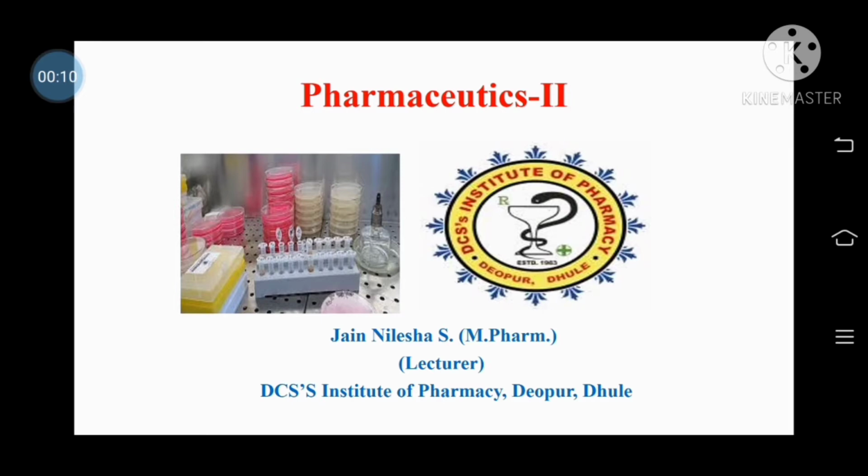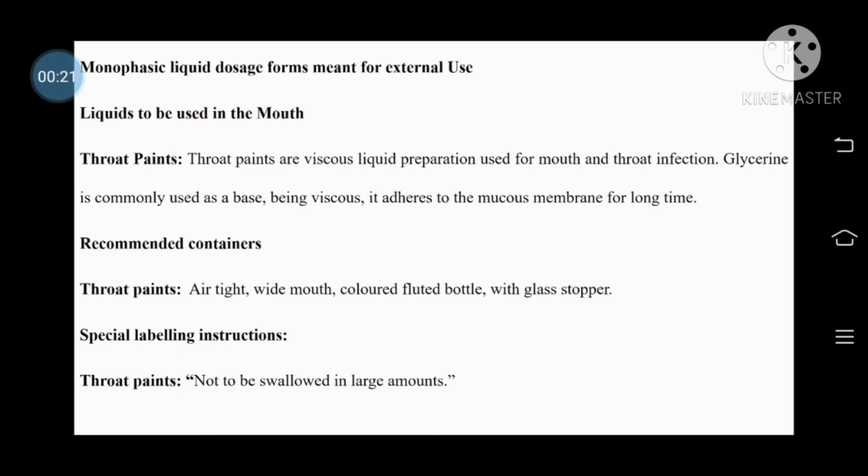Today we are going to conduct the practical of the subject Pharmaceutics II of the Diploma in Pharmacy second year course. Before going to conduct that experiment, we will cover the introduction of this experiment. In the introduction: a monophasic liquid dosage form meant for external use, the liquid to be used in the mouth cavity.